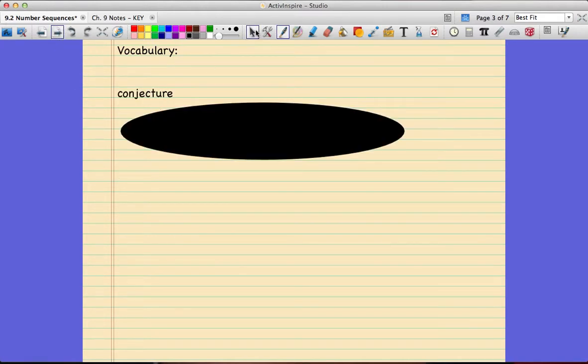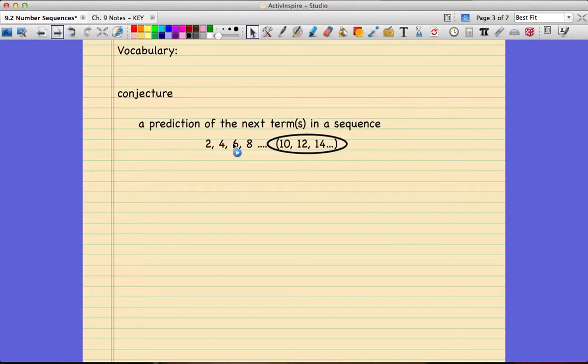And our last word, conjecture. A conjecture is a prediction of the next terms in a sequence. So if our sequence was 2, 4, 6, 8, our conjectures would be 10, 12, 14, 16, any number that we're not given, where we are using the pattern to make an educated guess as to what's next.